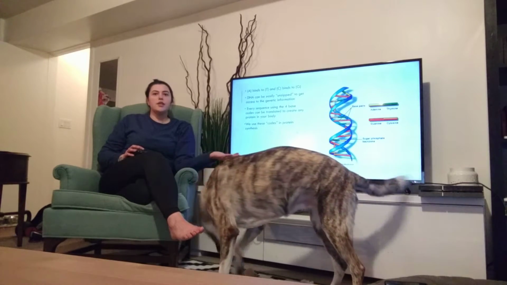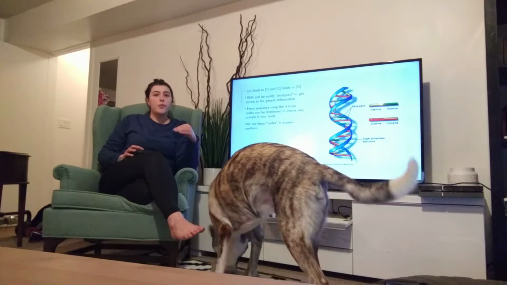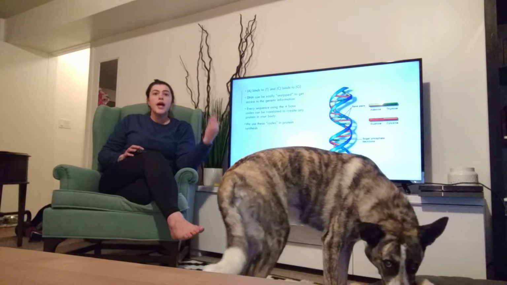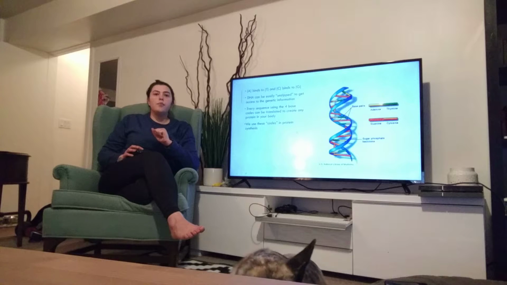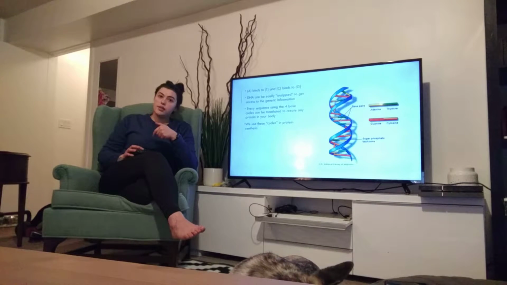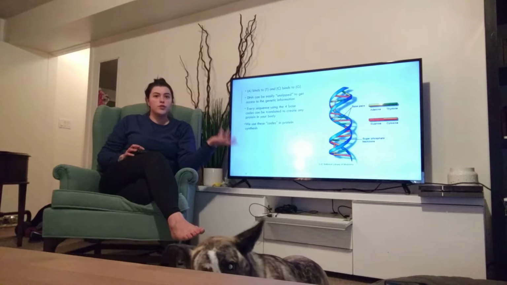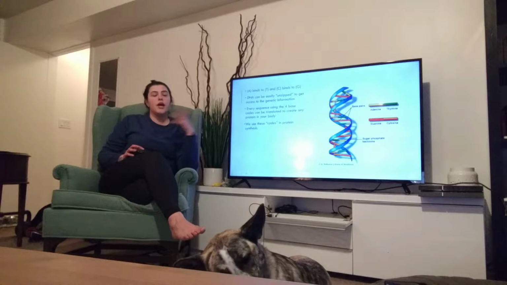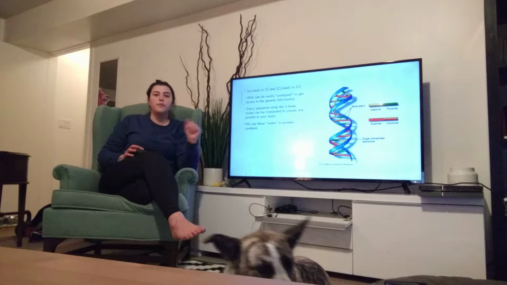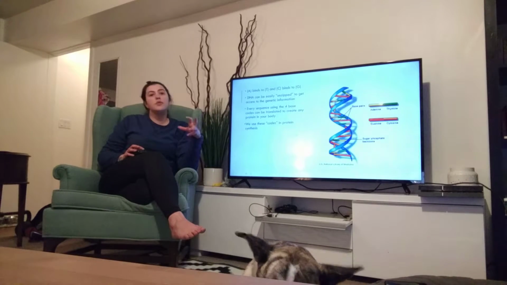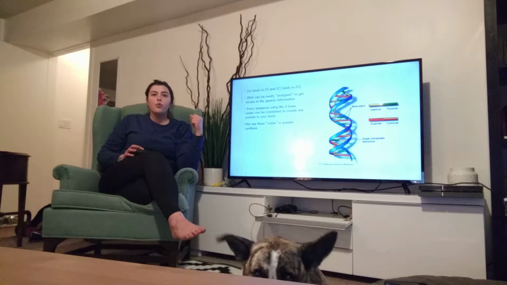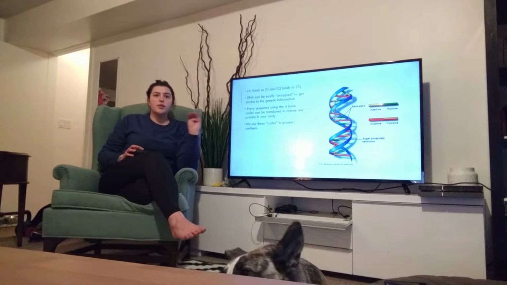Using the 4 bases, the 4 base codes can be translated to create any protein in your body. We use these codes in protein synthesis. We also call them codons. So codes or codons, I use those words interchangeably, or you can. And yes, when we take a look at the sequencing to create proteins, we use those 4 base codons.